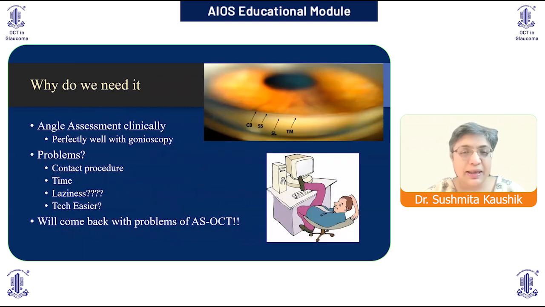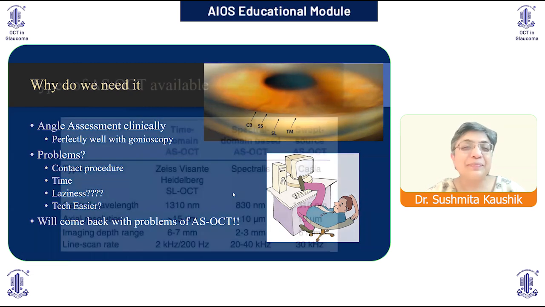So why do we need it? We can easily assess the angle clinically, and you know that. There's the trabecular meshwork, Schwalbe's line, scleral spur, ciliary body band. So when we can see this on gonioscopy, why do we need to do an anterior segment OCT in the first place? The problems with gonioscopy are that it's a contact procedure and it takes time, but frankly, is it just laziness? Is it easier to just use a gizmo? We'll come back to the problems of the AS-OCT later during this talk.